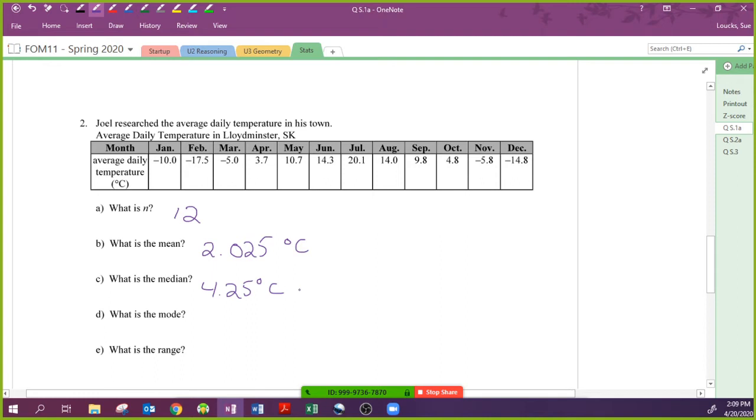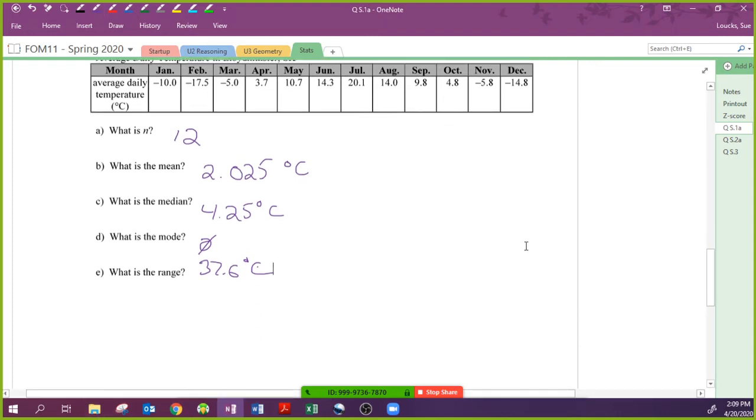That was the mistake that most people made. And then because there are 12 of them, you have to take the 2 middle numbers and take the average of them. Okay. There is no mode because there's no number that shows up more than once. And the range is, again, the highest minus the lowest, which is 37.6 degrees. No questions so far, so we'll go on.